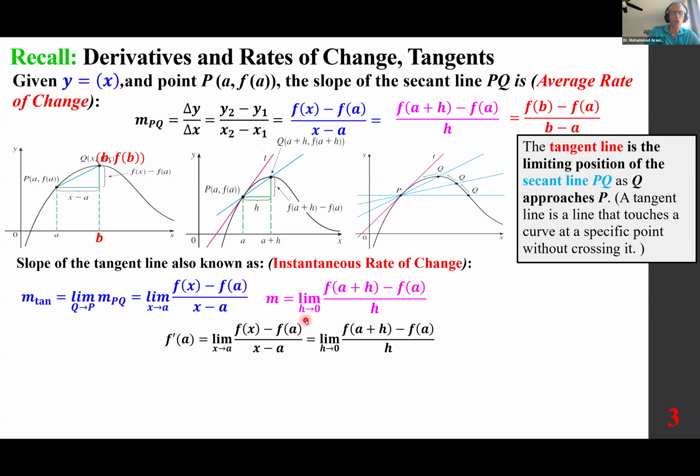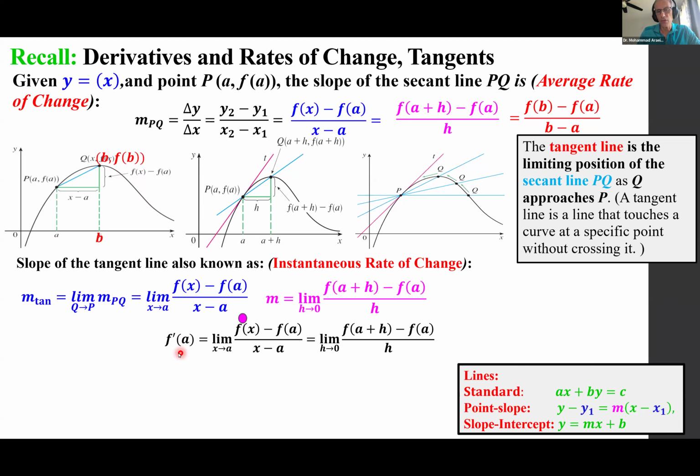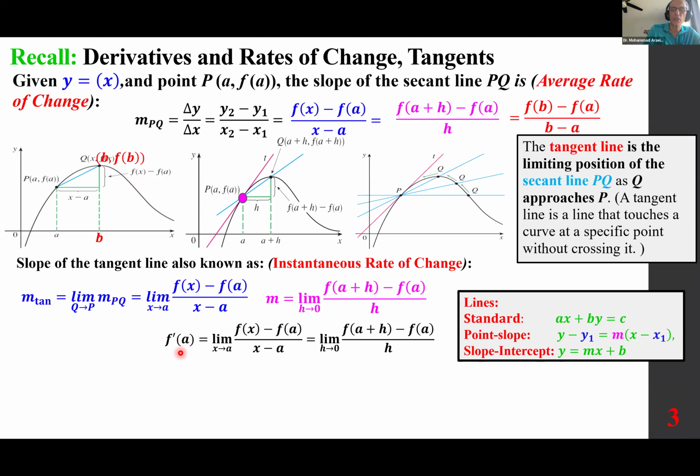And we call m, or f prime of a, the slope of the tangent line. There are various formats to write the equation of a line. More specifically, we're going to use the point slope. Let's say this point, y minus y1 becomes y minus f of a. m is f prime of a. x minus x1 becomes x minus a. You can memorize that, or just go with the point slope.